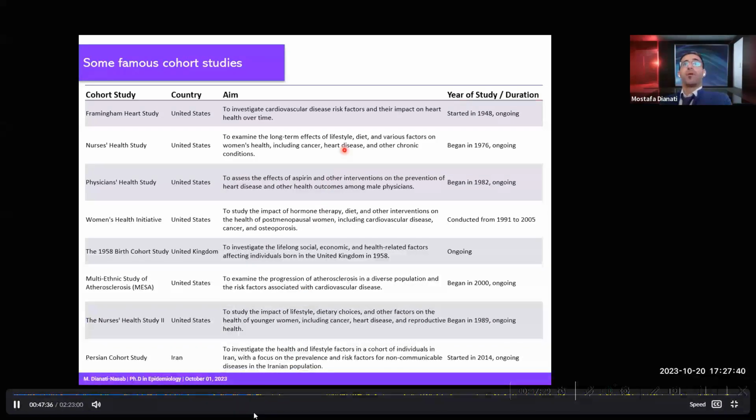There are some famous cohort studies all around the world, and I just put them here for you. I will share all the presentation with you after some adjustment, actually. And then try to Google these cohort studies and read about them. For example, the Framingham cohort study is a really famous one, the Nurses' Health Study, Women's Health also a cohort study, or maybe the Persian cohort study. These are really famous cohort studies all around the world.